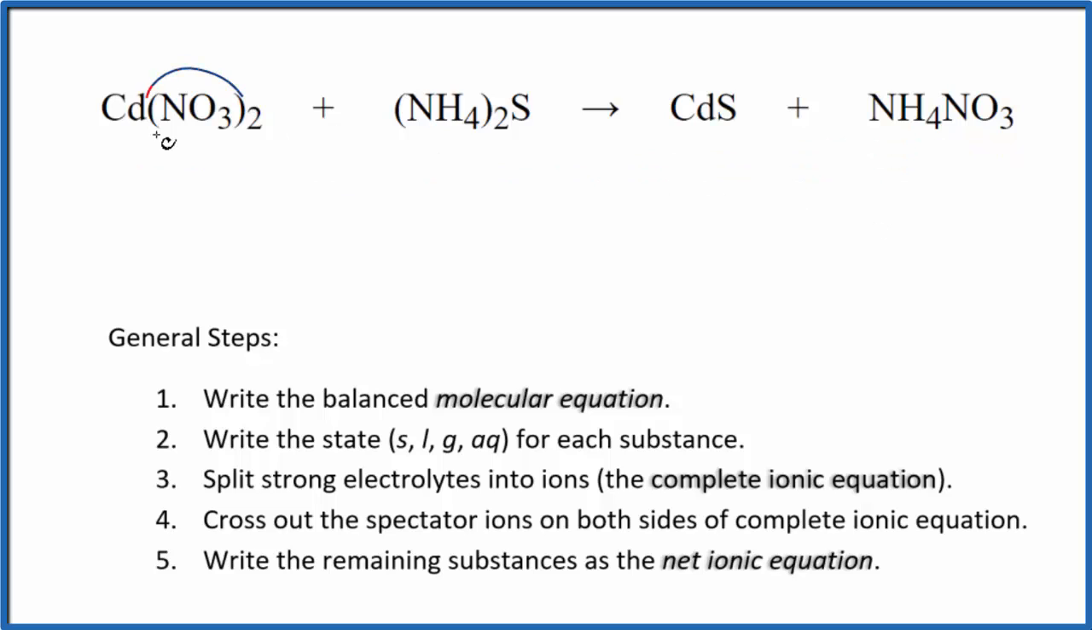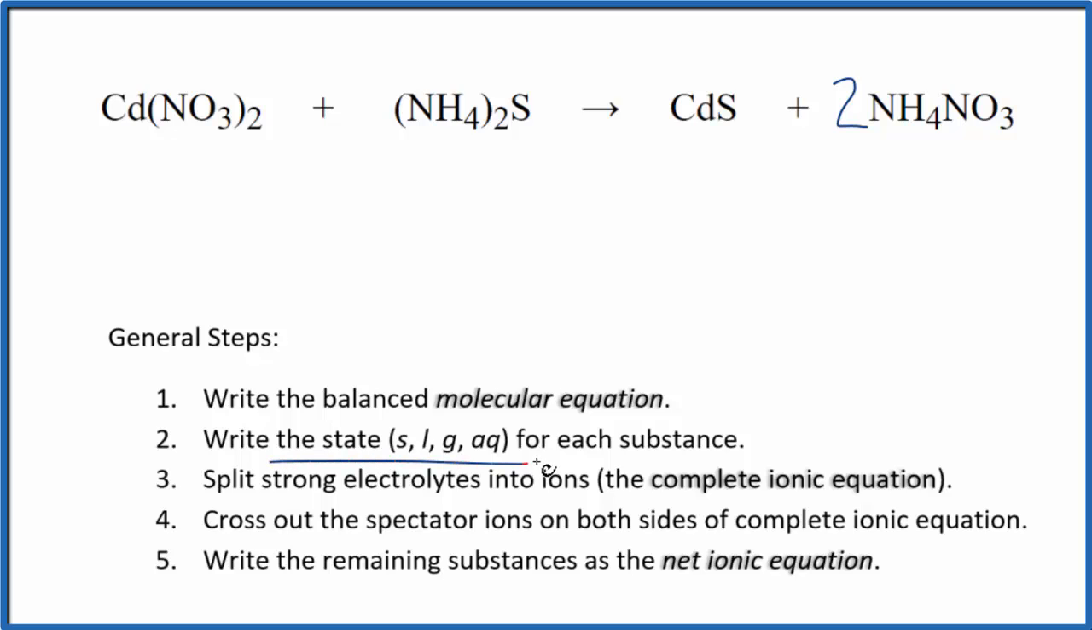I can see that I have two of these nitrate ions here and just one here. So I'm going to put a 2 in front of the ammonium nitrate. Now I have two nitrates, but I have two ammonium ions. That's okay. I have two ammonium ions here, so those are good. Cd and Cd, S and S. This is the balanced molecular equation.